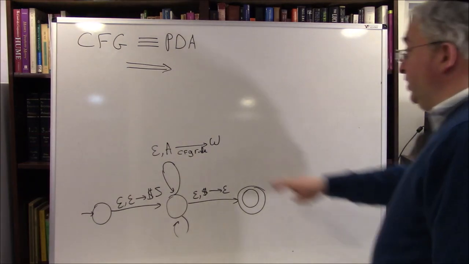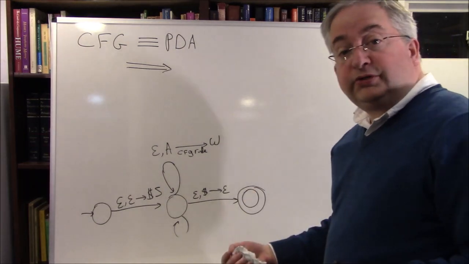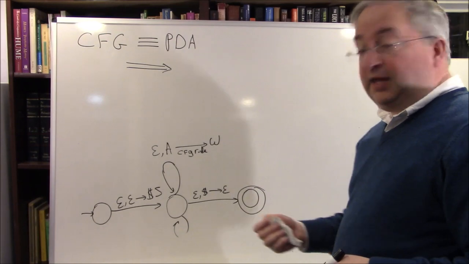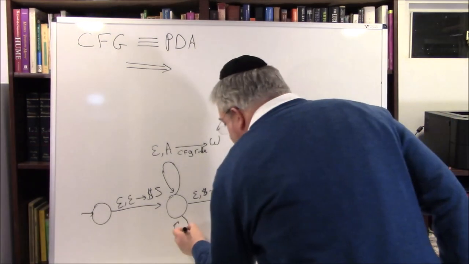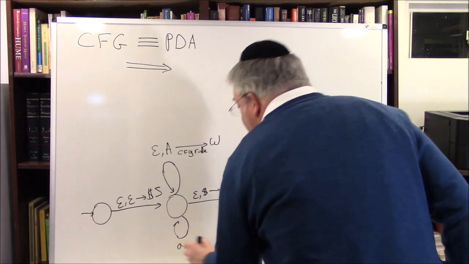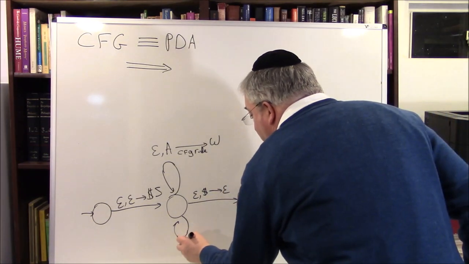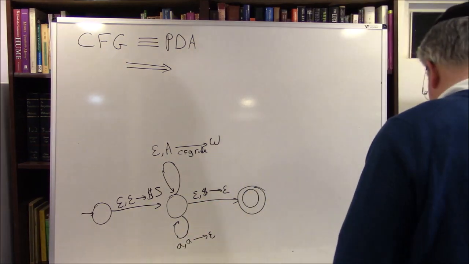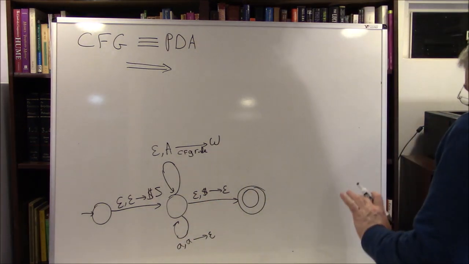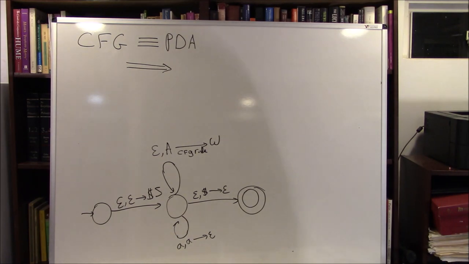Okay. The W is terminals and variables together. And besides that, for every A in your alphabet, if you read an A and you pop an A, then don't push anything. That's it. So that's pretty cool.